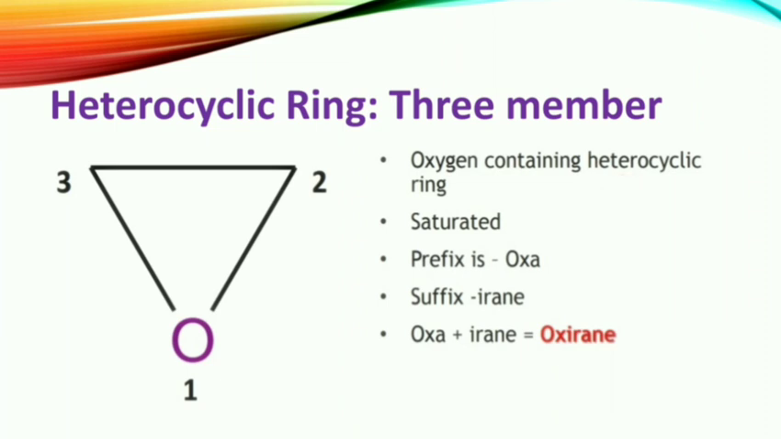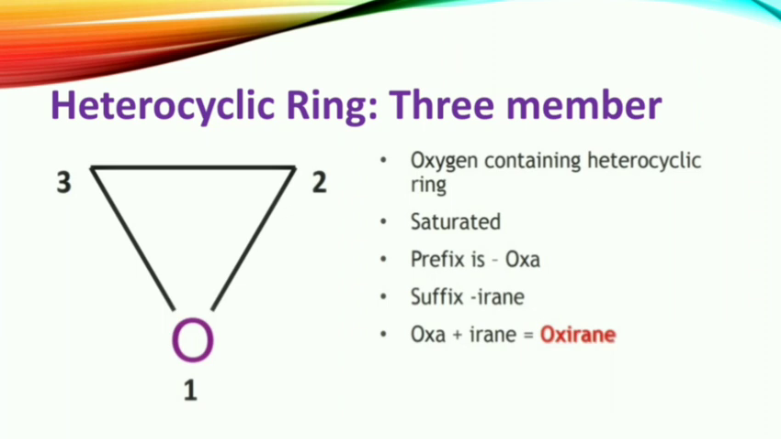Then you can see whether this structure is saturated or unsaturated. If a double bond is present, the structure might be unsaturated, but this structure is a saturated compound. Remember the prefix for oxygen: oxa. And the suffix for a 3-member ring structure is irene.